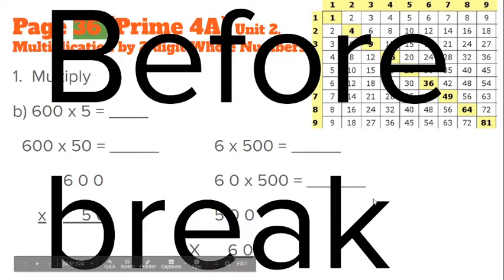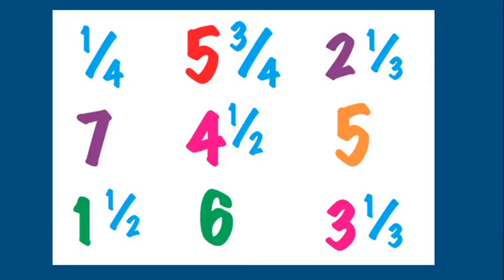Before break, we were looking at multiplying numbers, and these numbers were just a little bit larger than what you're used to in third grade and the beginning of fourth grade. So what we're going to do today is represent different fractions. I'm going to say a fraction, and I'd like you to repeat it. Okay, so we have 1/4. 1/4 is the first fraction that we have right here.